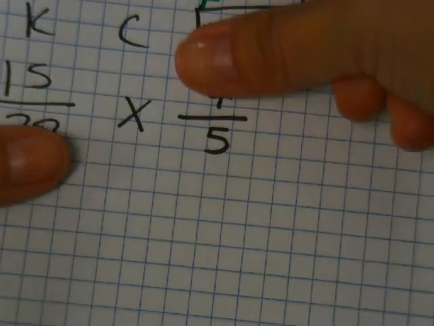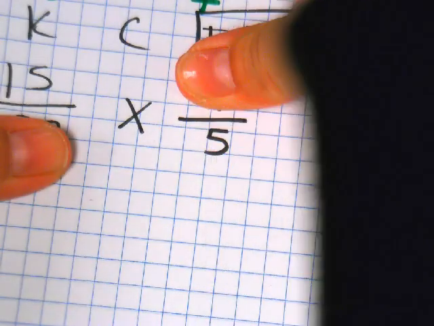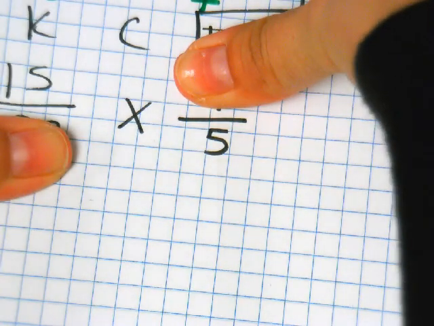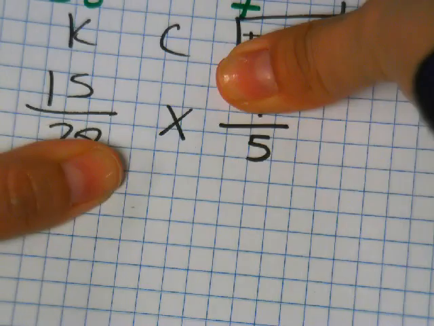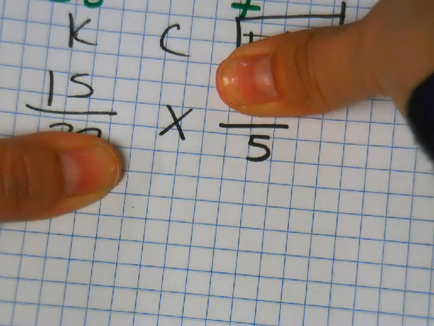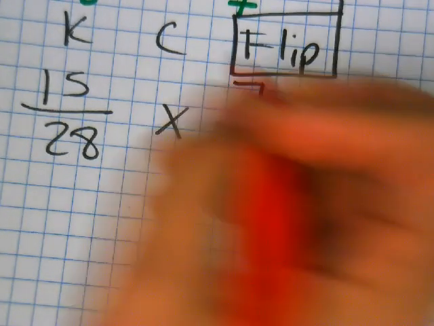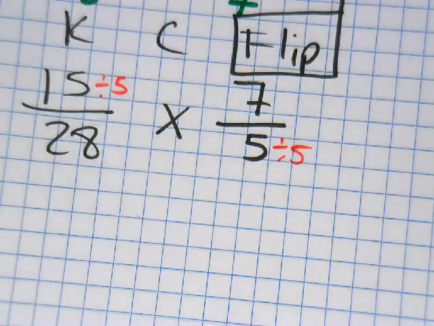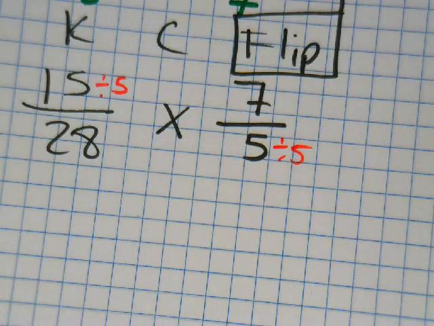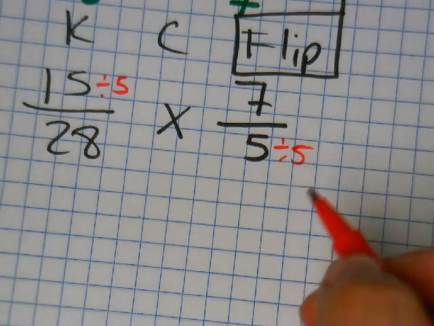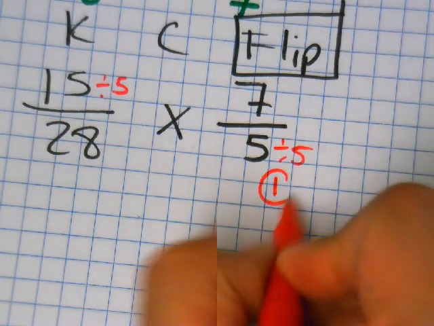So you cover this up. Everybody's looking up here. 15 and 5. What can I divide 15 and 5 by? 5. This is what we did yesterday. So we're going to divide by 5. You tell me what you're doing. You tell your eyes what to do. You tell your brain what to do. 5 divided by 5? 1. Circle it. We're done with that.